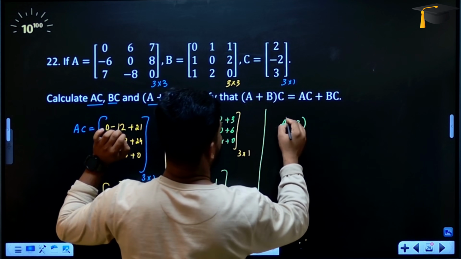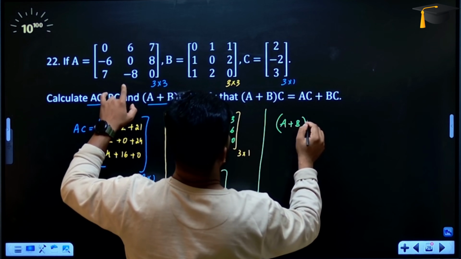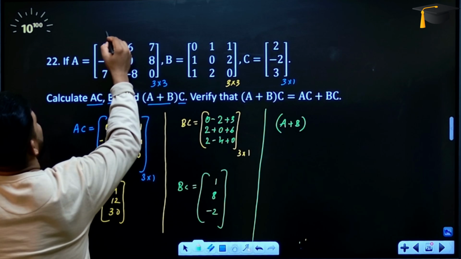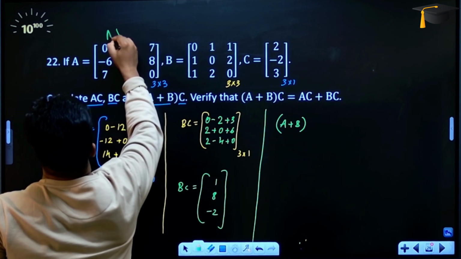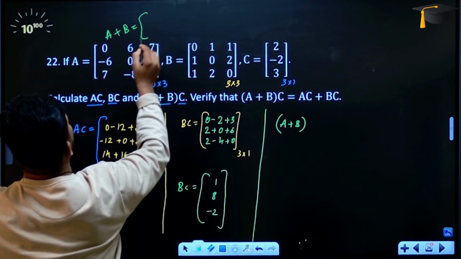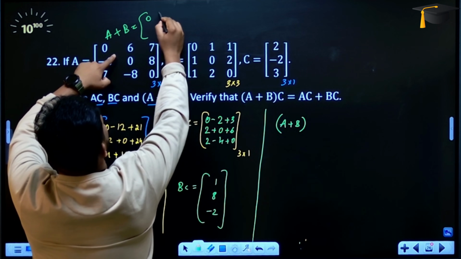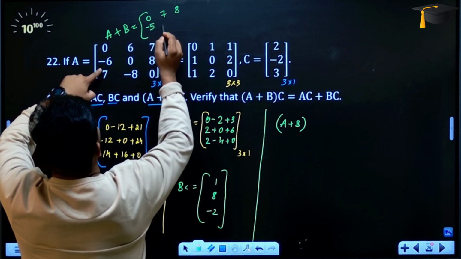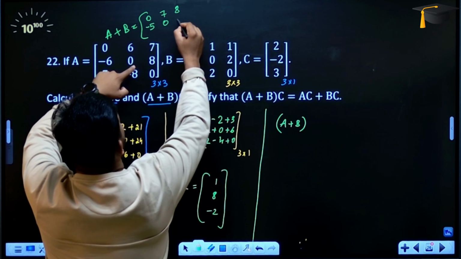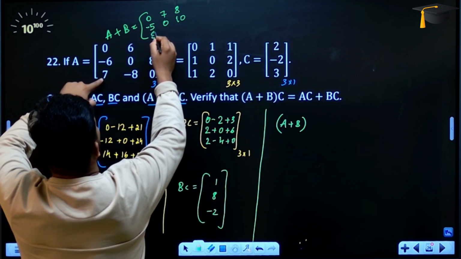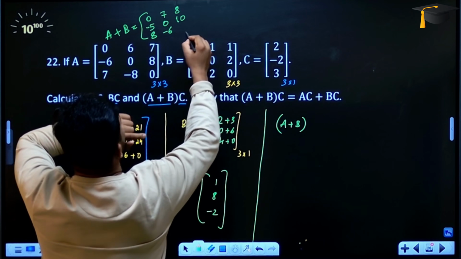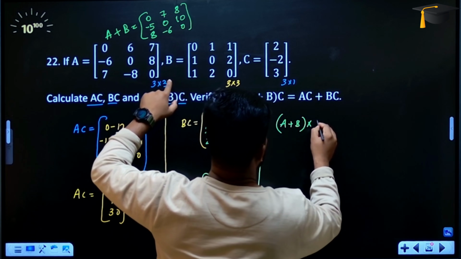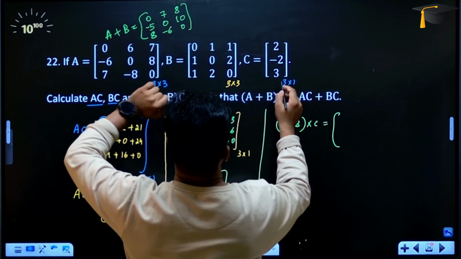So A plus B, okay, into C, right? Okay, I'll just do A plus B directly. What is A plus B? 0 0 0, 6 plus 1 7, 7 plus 1 8. Next minus 6, minus 5, 0, 8 plus 2 is 10. Next 7 8, and this is minus 6 and this is 0. Okay, so A plus B I have got into C, right? So is equal to, I'll do it directly. Once again, this is 3 cross 1 matrix only.